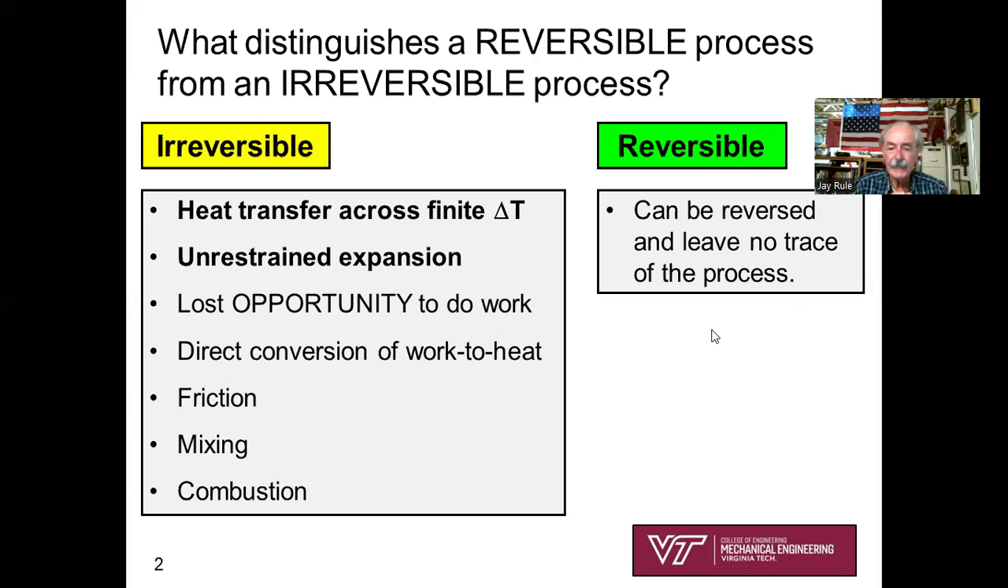Unrestrained expansion always causes a process to be irreversible. Lost opportunity to do work would be like taking the bowling ball and dumping it off a cliff, when you could have done work by charging up a battery, but you didn't. That's lost opportunity to work. Direct conversion of work to heat, that's plugging a space heater into the electric outlet of the wall. That's directly converting work to heat, very irreversible. Friction, mixing of two substances together, and combustion, those are all irreversible processes.